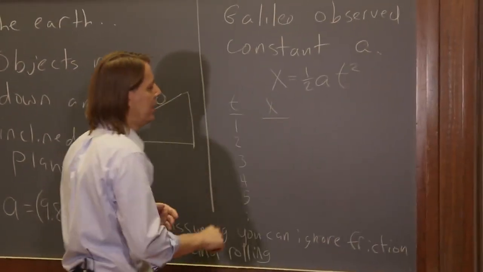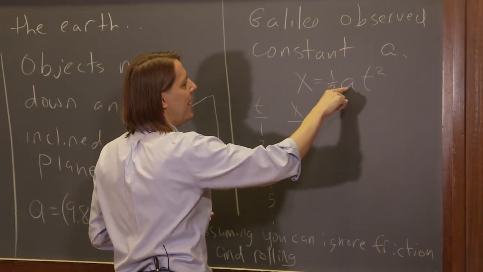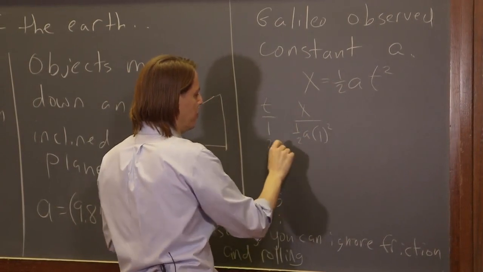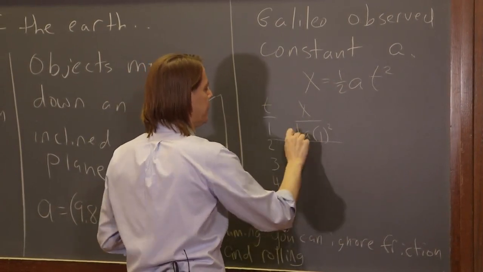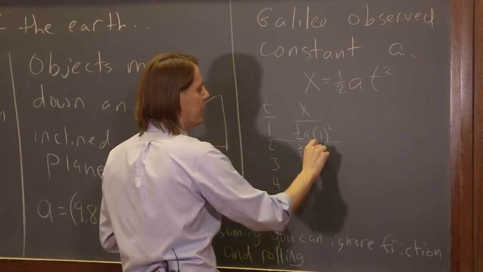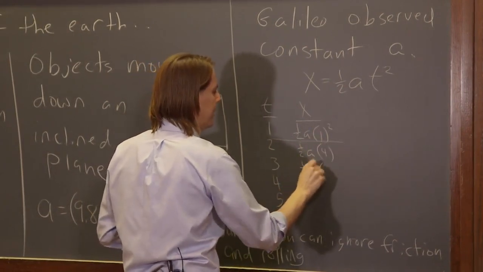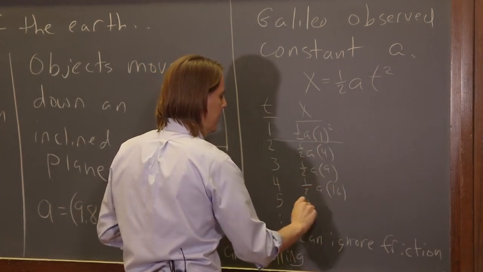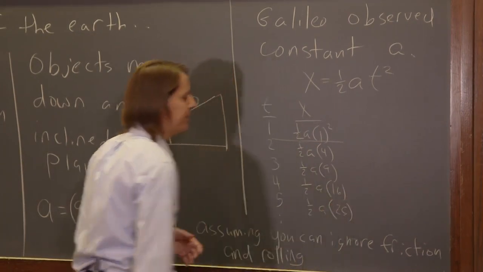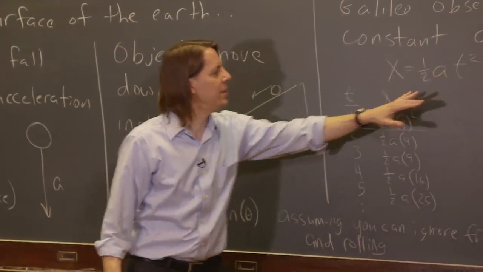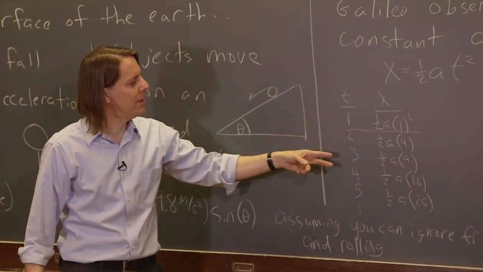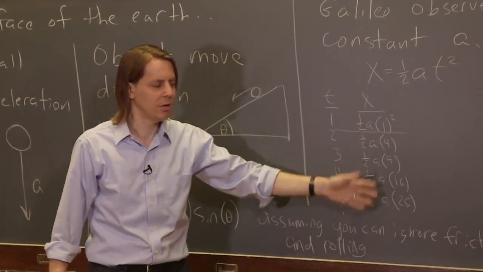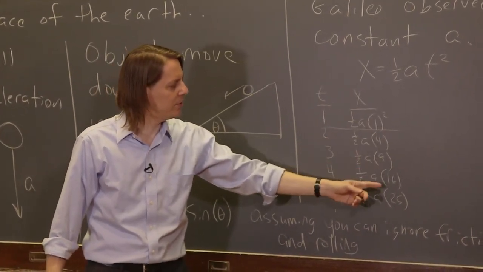So you could say, well, here's x. You just plug in t. So it's 1/2 a times 1 squared. And then 2 would happen at 1/2 a times 2 squared, so that's 4. And 3 would happen at 1/2 a times 3 squared, that's 9. 4, 1/2 a times 16, 1/2 a times 25. So you can see from this equation, if you want things to happen uniformly in time, then if it's accelerating, they need to be separated by something that's increasing as the square of the time, right? So we got 1, 4, 9, 16, 25.